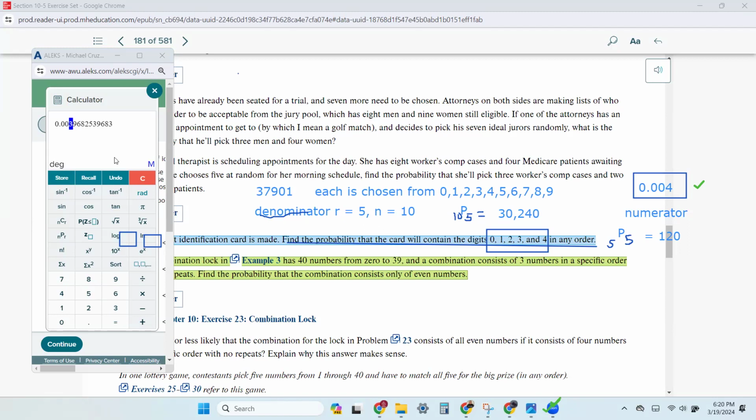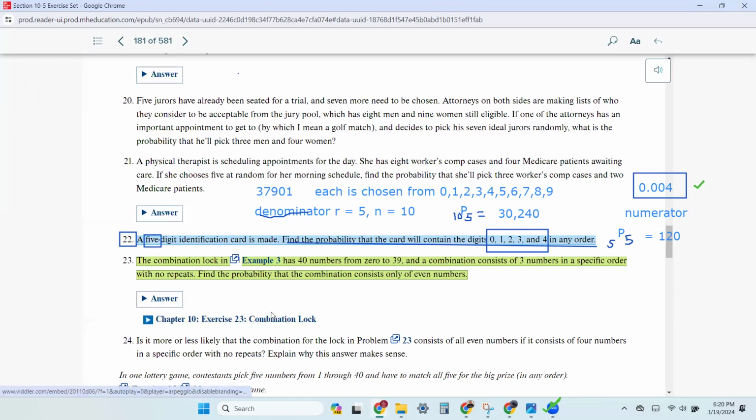All right. Let's do one more of these. That's a permutation. And let's do number 23. This one is kind of similar, but this one goes back to the example of a plain old combination lock. And this is where you've got to watch out.